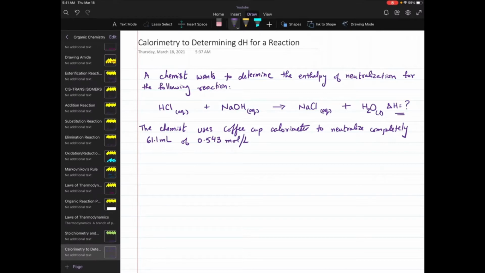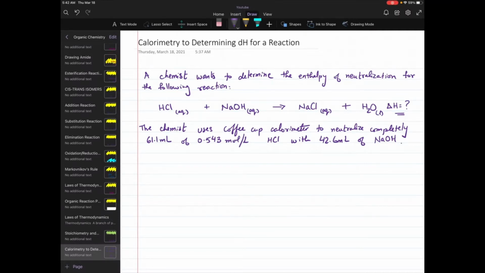And then it says of 0.543 moles per liter. Moles per liter is a unit for concentration. So in other words, they're saying the volume of the substance is 61.1 mL and the concentration is 0.543 moles per liter. And then it says HCl, so that means this is the information about HCl. And this is reacting with 42.6 mL. Again, it says mL, which means it is a volume of NaOH. Okay, and so that is the information given there.